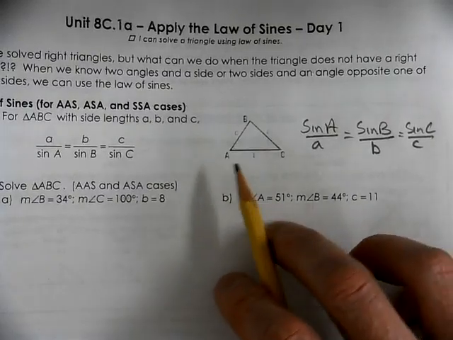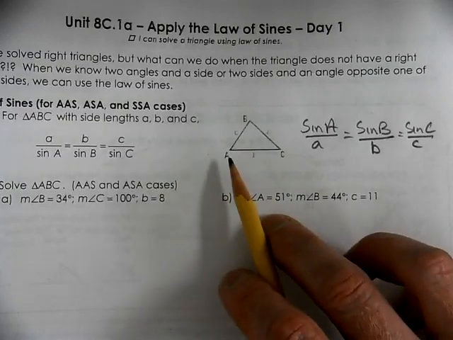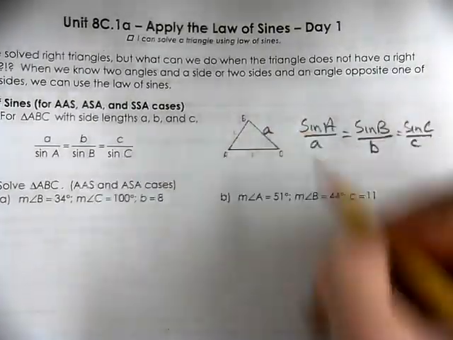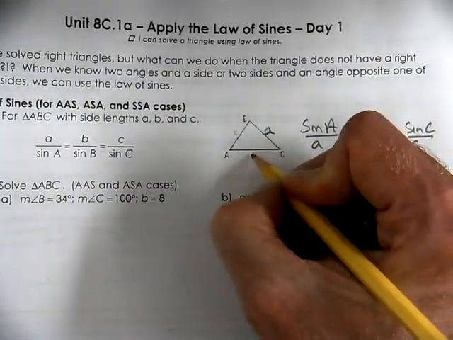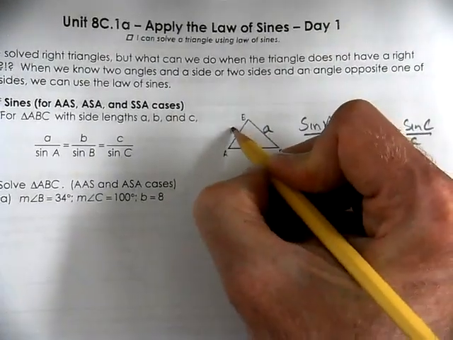Something else to realize is that when your triangle is written as angle A, angle B, angle C, side a is across from angle A. Side b is always across from angle B, and therefore side c is across from angle C.